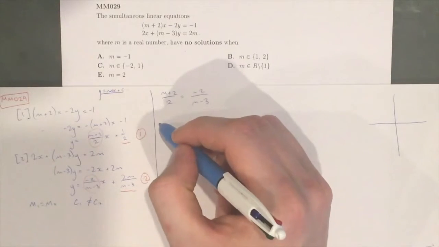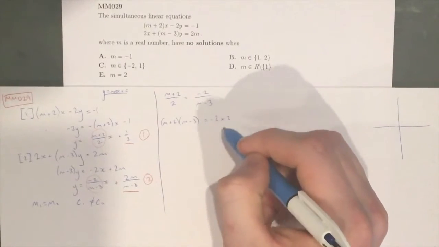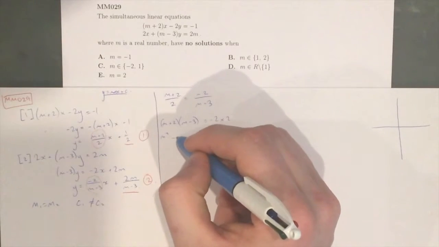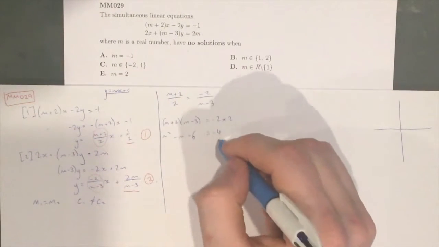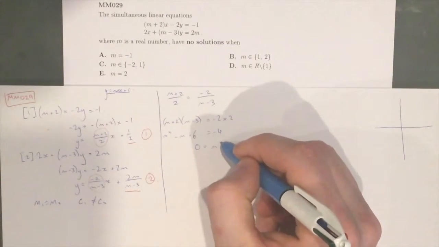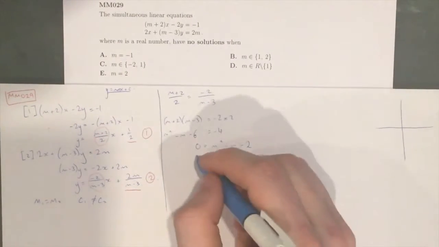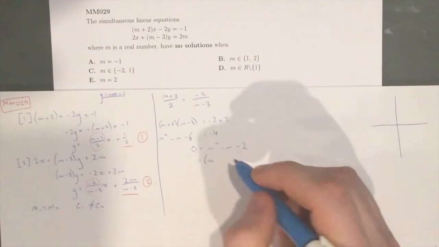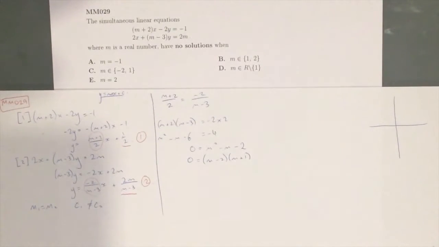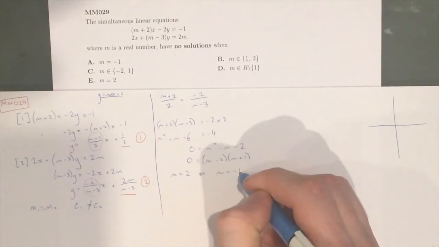So now we simply cross multiply. We get (m + 2)(m - 3) = -2 × 2, which gives us -4. On this side we expand that out and get m² - m - 6 = -4. If we get everything on one side, we get 0 = m² - m - 2, adding 4 to that side. And if we factorize that, we get (m - 2)(m + 1), which means that m = 2 or m = -1.